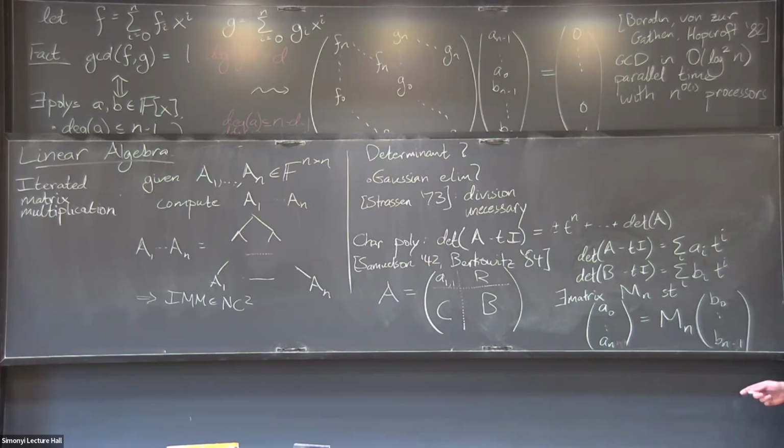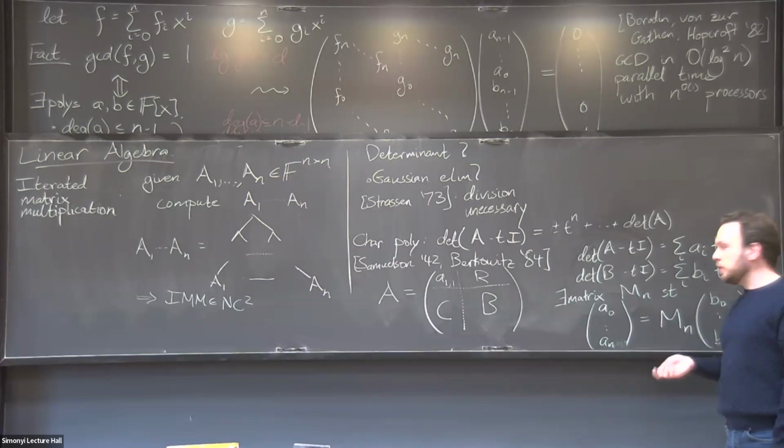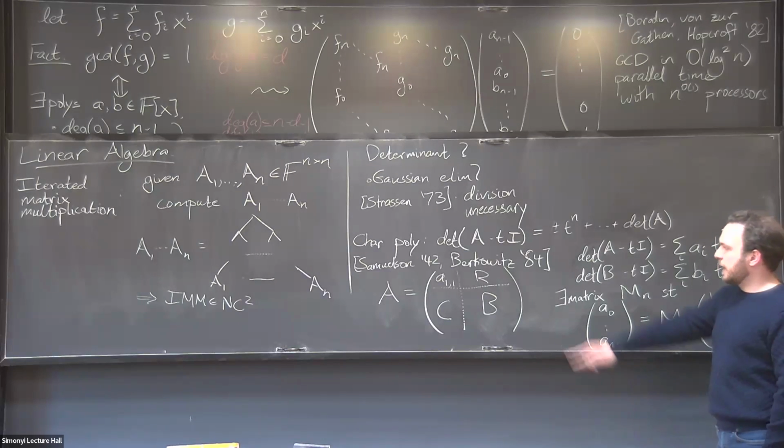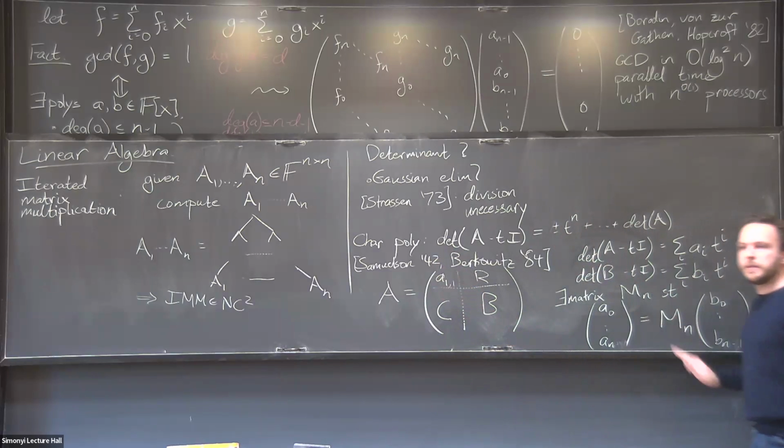The matrix M_n, is it fixed for all matrices A, or? No, so it will depend on A. Okay. But the key point is, if I give you A, you can compute this in parallel. There's some explicit expression for it in terms of powers of A, R, C, and A. You can compute it very quickly. Okay. And there's some explicit formula I didn't want to write down here.